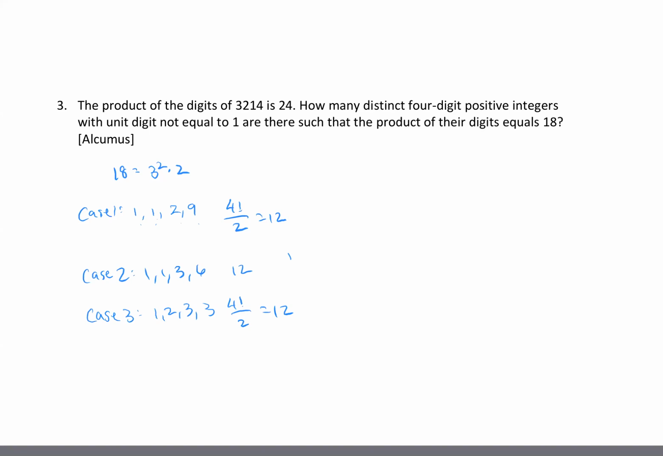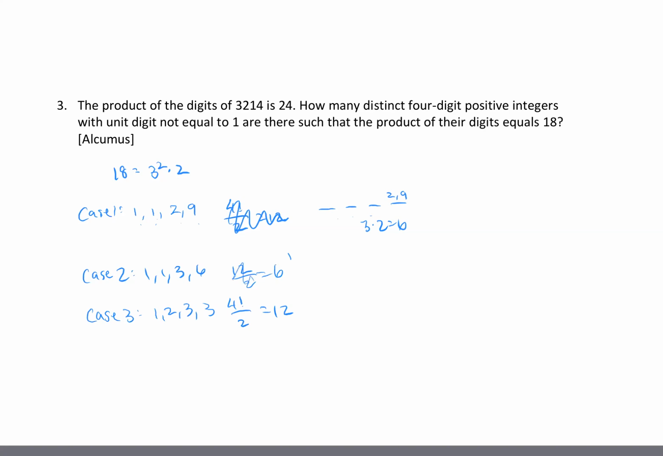Oh wait, give me a minute. We need to subtract the cases where the units digit is 1. So actually this is not 12 because we cannot have the units digit as 1, so we have to have the units digit as 2 or 9. And then to arrange the rest of them, there's 3 ways, so it's 3 times 2 is 6. And then here we have to divide by 2 again, which is 6.